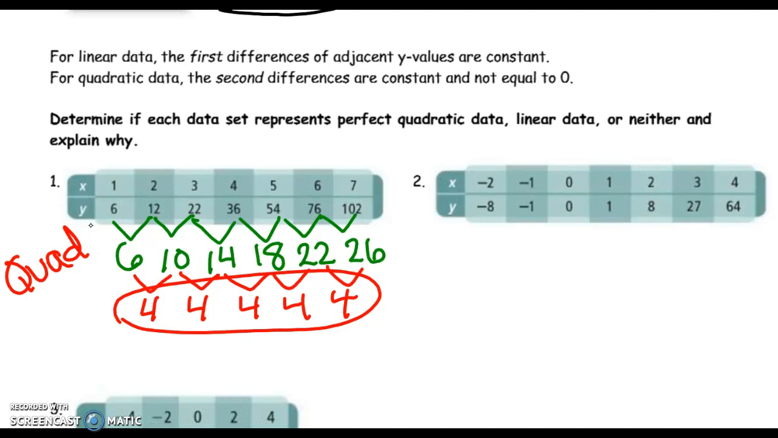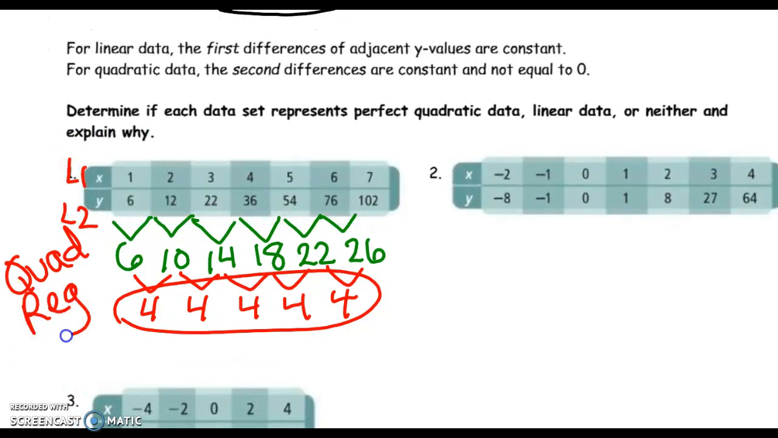So if I wanted the equation for this data, I would type my x's in L1, my y's in L2, and use quadreg in order to get a quadratic equation. You try the next one.